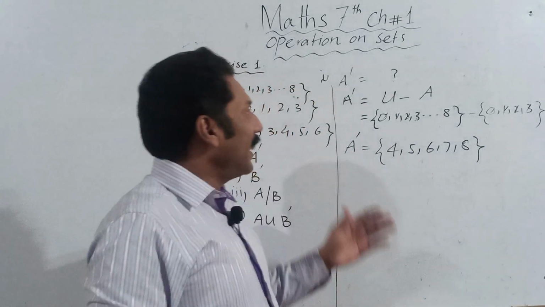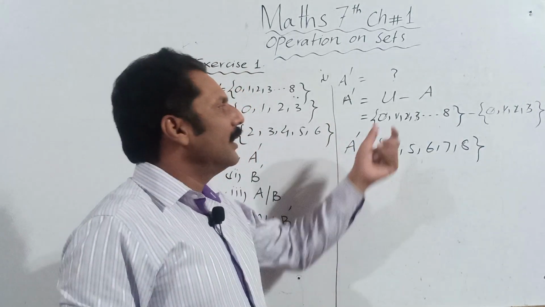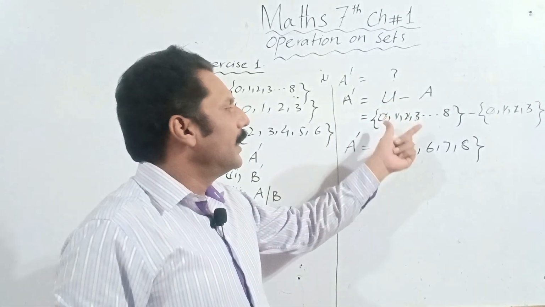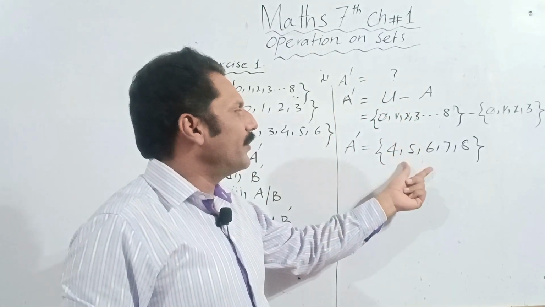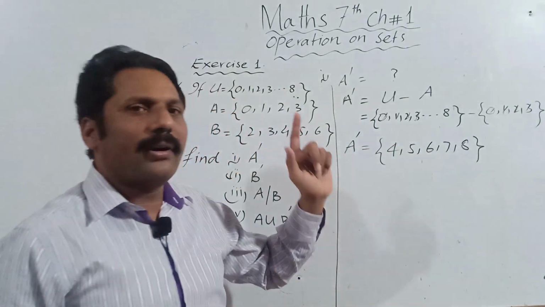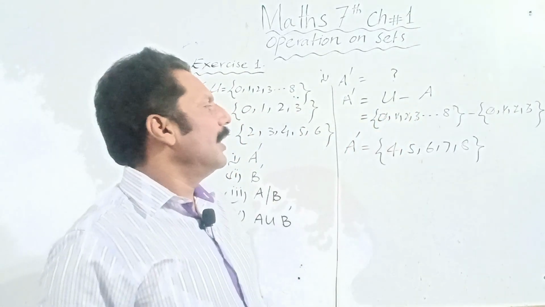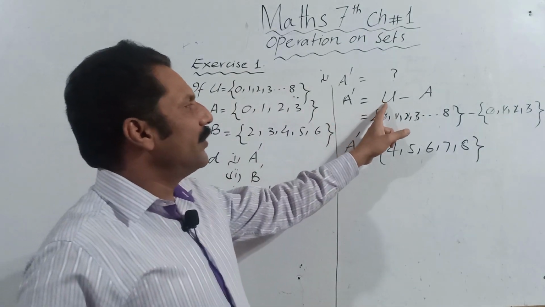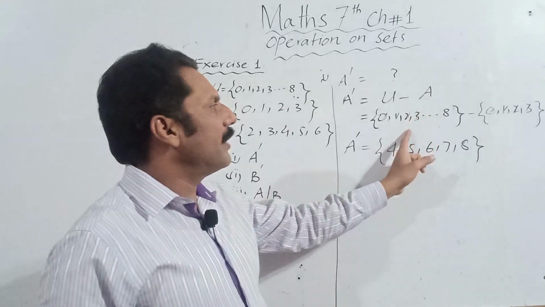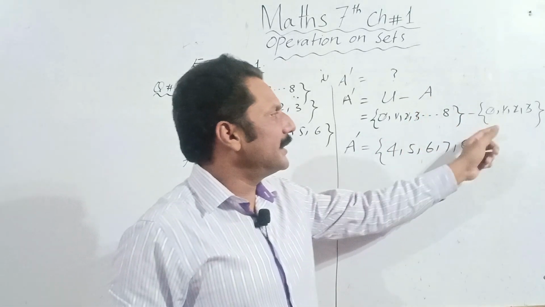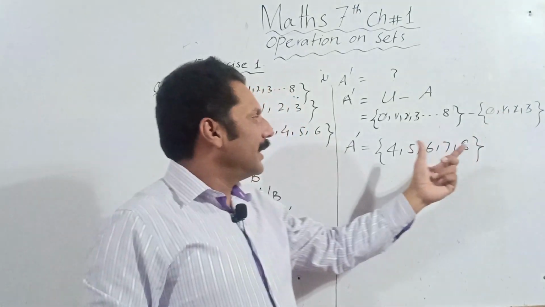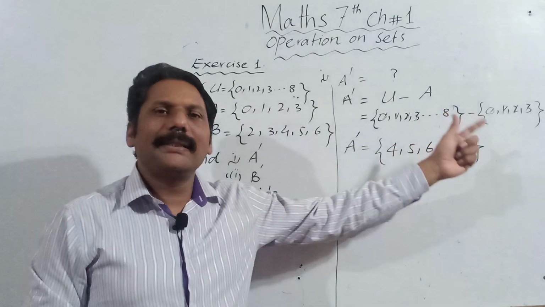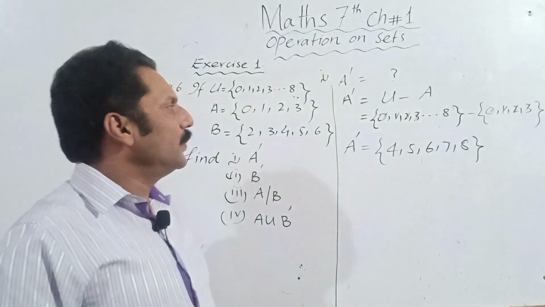So when we find the complement of any set, we should keep in mind that our answer will consist of the elements which are present in U but not in the set which is given. For example, if we want to find B complement, then what will we write here? Universal minus B, elements of the universal set minus elements of the set B. Then our answer will be the elements which are present in the universal set but not present in B. Let's do the second part.